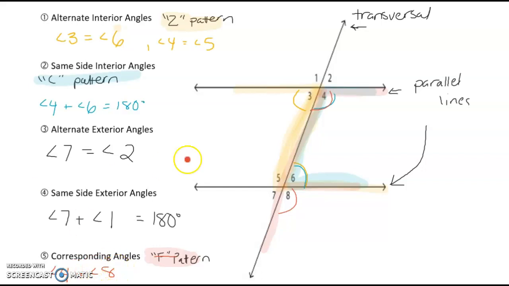You could also do a backwards F, going this way, and then 3 and 7 would be the same. Or you could go this way, another F here and upside down. So angle 2 and angle 6 would be the same. So you have to look for all these different patterns. But once you can see them, it makes it a lot easier, and then it's kind of fun.